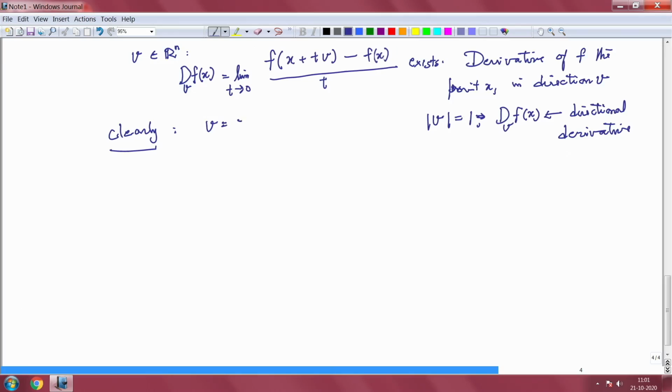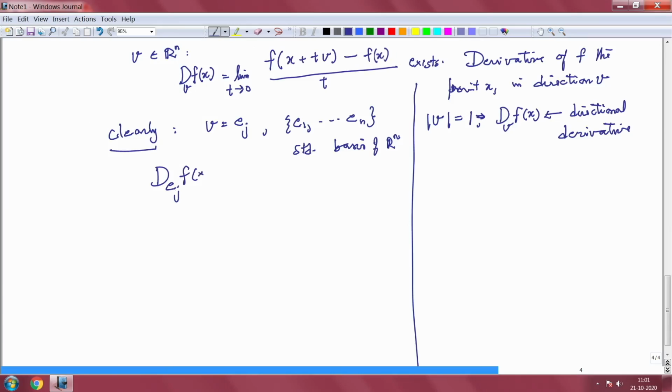Clearly, if you take v equal to the unit vector Ej, where E1 and so on is the standard basis of R^n, then the derivative D_Ej of f at x is nothing but your known partial derivative. So, you see you have derivatives defined in all directions. If you have a point x and this is your v, then x plus tv will be here. When t changes, this point changes along this direction. When t becomes smaller and smaller, the values of f change along that direction.